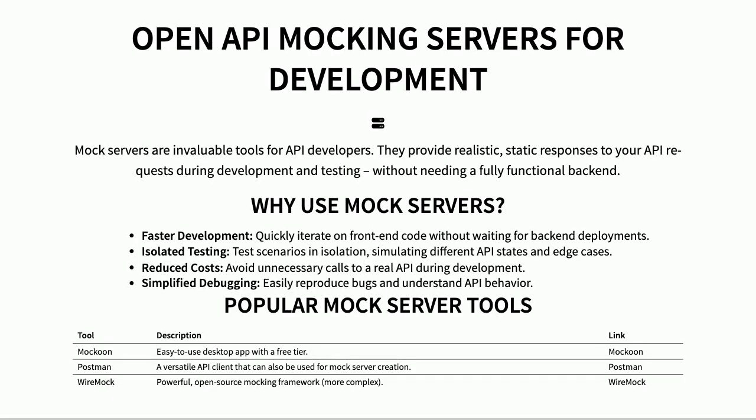Okay, let's talk about mock servers. These are seriously helpful for any API developer. Think of them as stand-ins for your actual backend. They provide responses to your requests without needing the full API running. This drastically speeds up development because you can test your front-end code even before the backend is ready. Mock servers also let you isolate and test different scenarios, saving on costs and making debugging a lot easier.